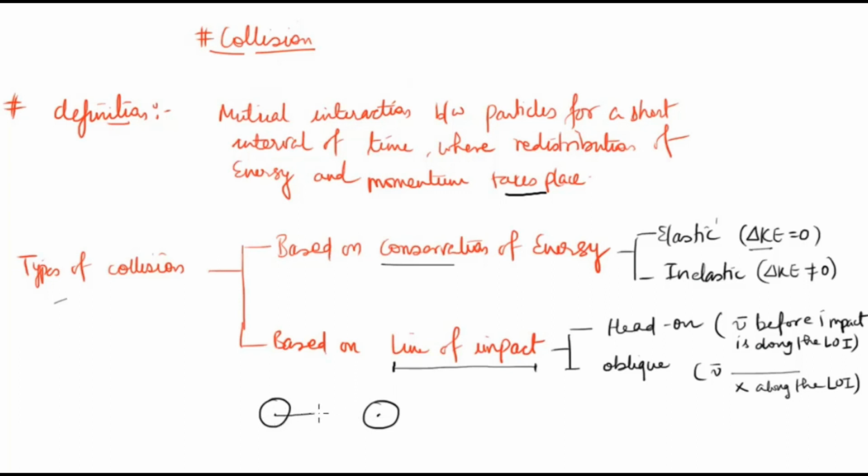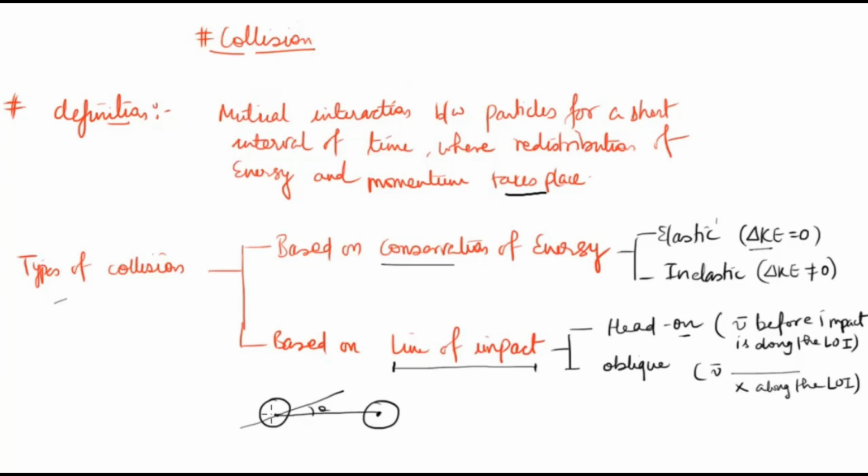Line of impact is the line of common normal. Okay, so this is the common normal, and if the velocities are along the common normal, in that case the collision is going to be head-on. Or if the common normal is like this and the velocities make some angle theta with the common normal, that collision is going to be an oblique collision.